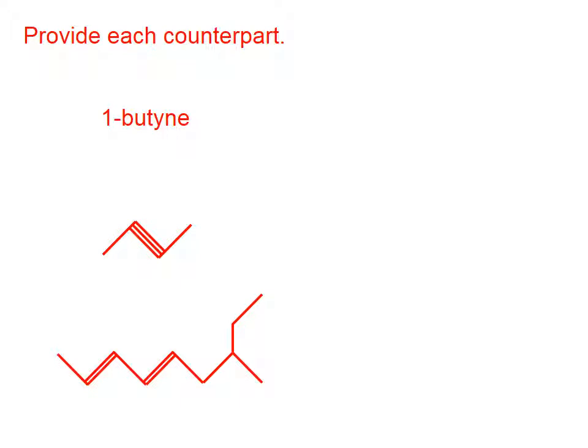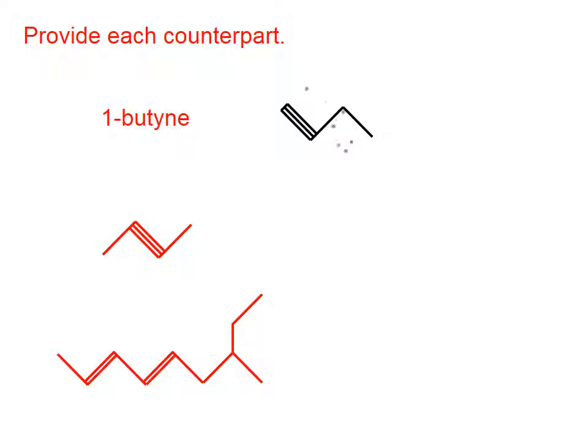The prefix "but" indicates we have 4 carbons. The "-yne" suggests we have a triple bond, and the 1 shows that the triple bond starts at carbon number 1, like I've shown here. 1, 2, 3, 4 carbons. The triple bond starts at carbon number 1 and connects it to carbon number 2, and that's the carbon backbone.